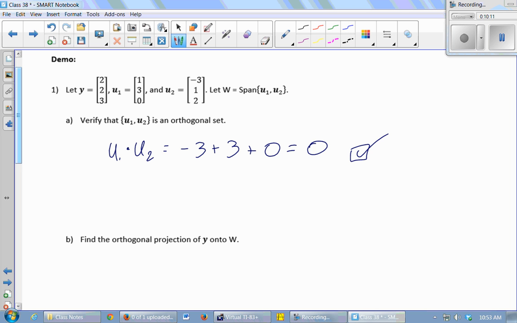Just dot the u's. If you had u1, u2, and u3, if you had 3 u's, you have to dot each one with all of the other ones. But since we only have 2 vectors, we just dot them, and we show that it's orthogonal.